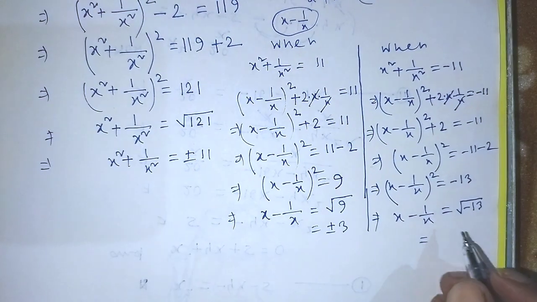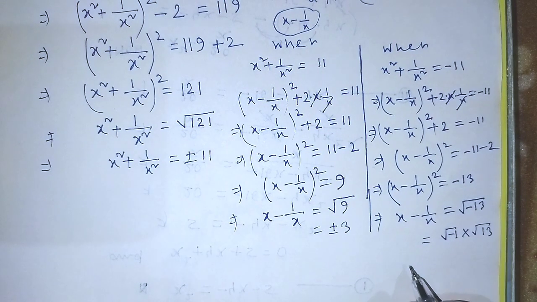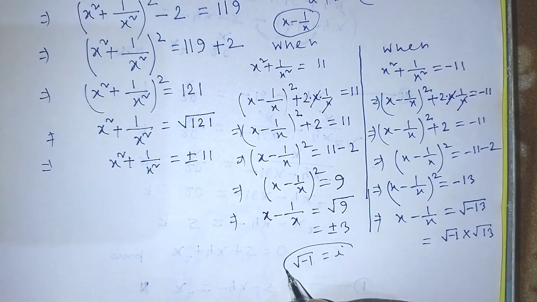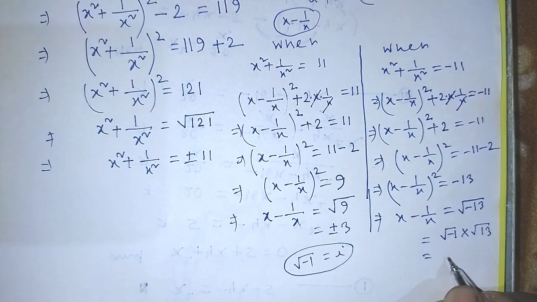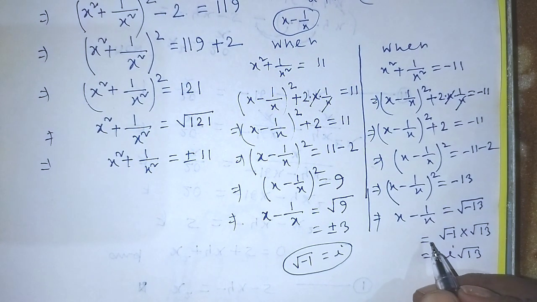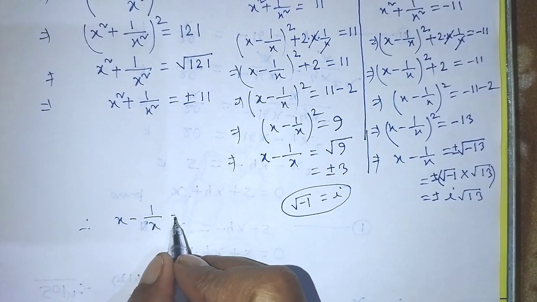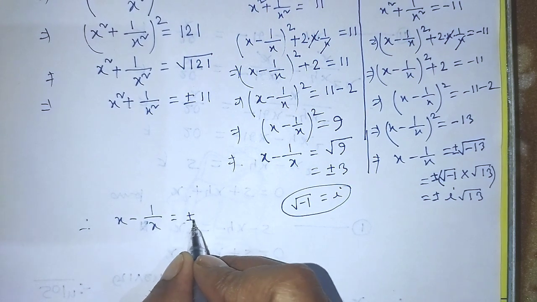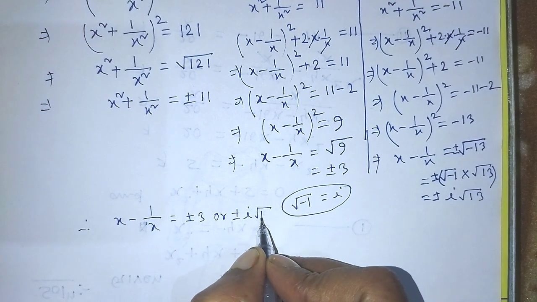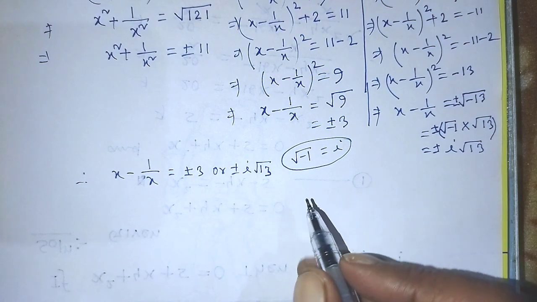Okay. We can write root over of minus 1 into root over of minus 13. So student, we know that square root of minus 1 is i. Okay. So we have to write i square root of 13. So this is the value of x minus 1 over x. So student, therefore we can write x minus 1 over x is equal to plus minus 3 or plus minus i square root of 13. So student, this is our final answer. So student, our answer is complete.